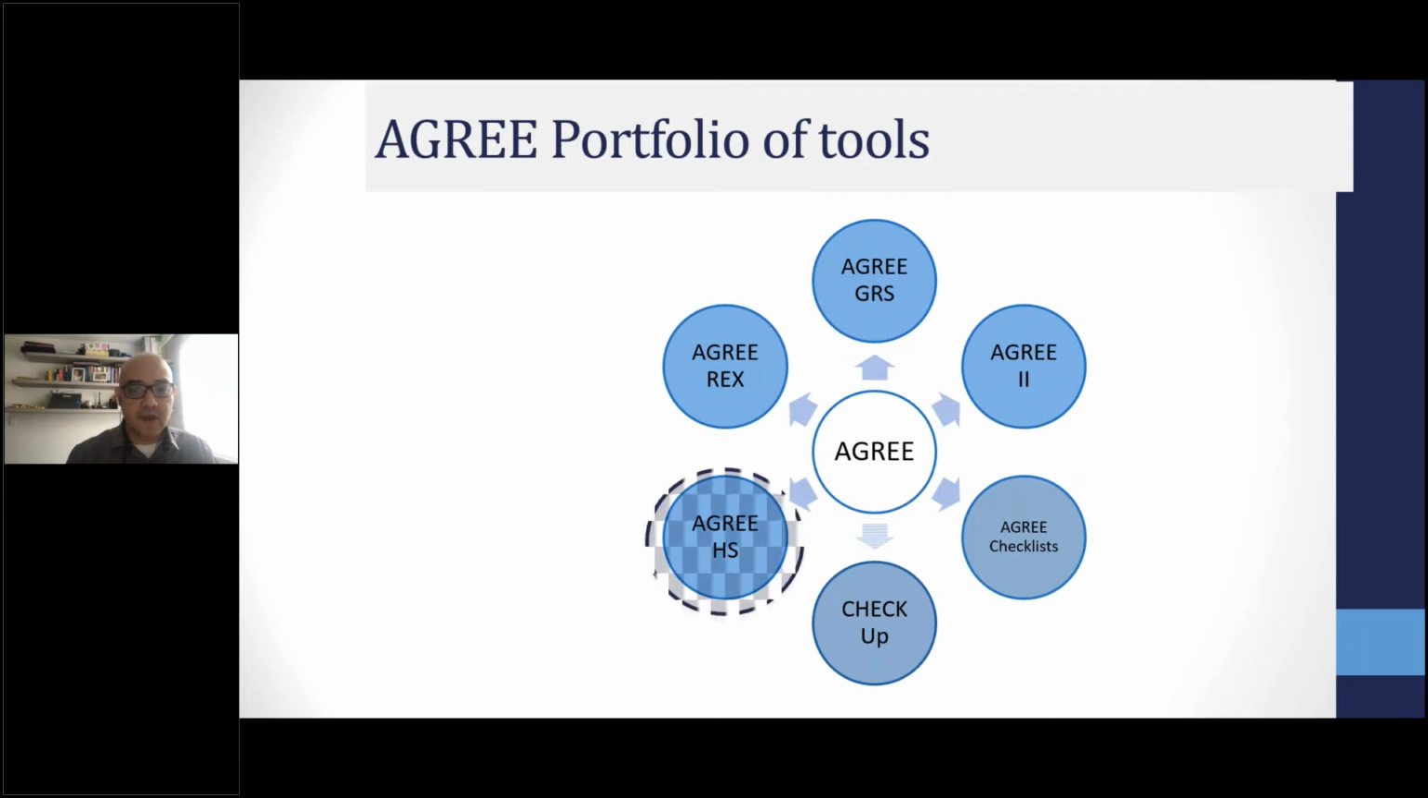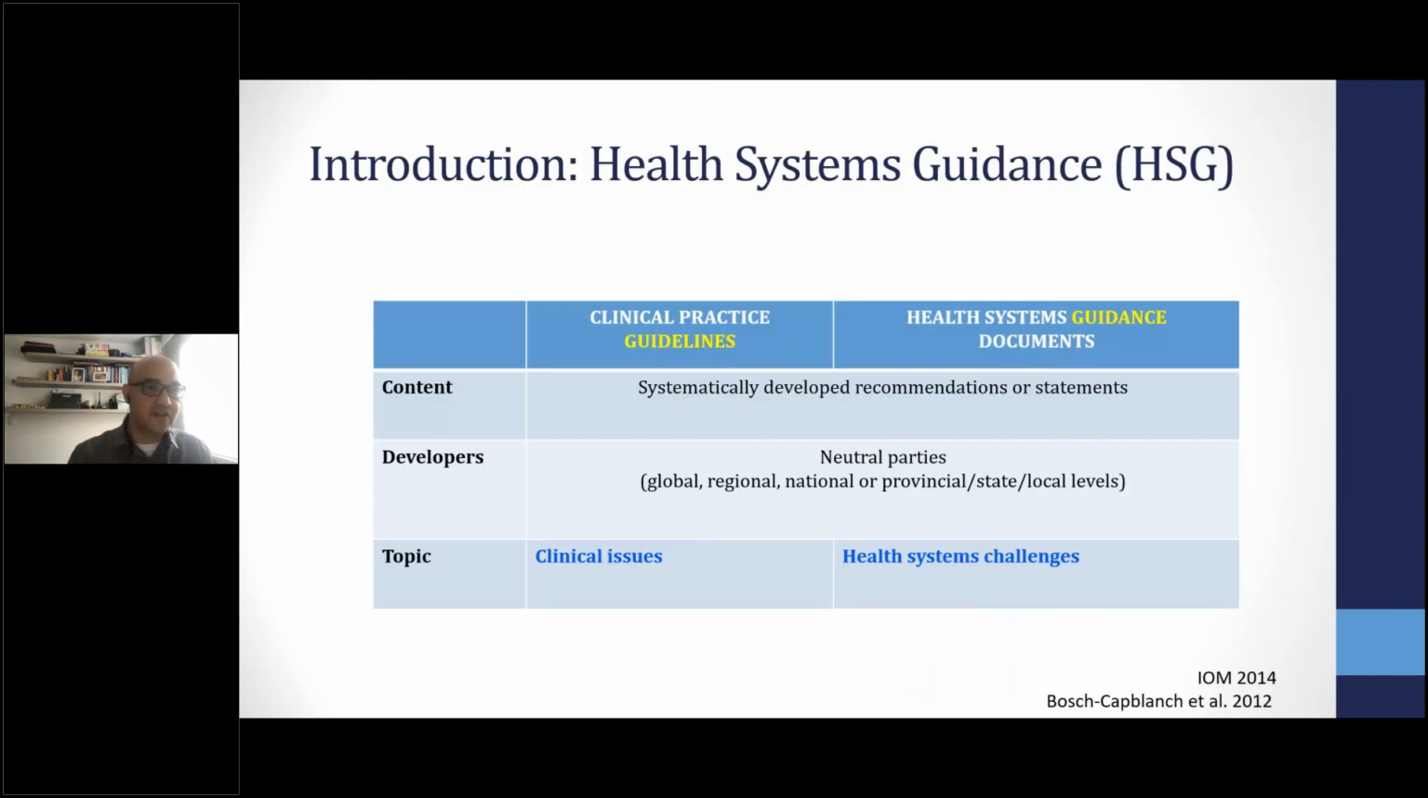Next. And finally, I'm going to describe 2 final tools, which are AGREE-HS and CheckUp. Next, please. AGREE-HS is a tool that was published 3 years ago, and instead of being focused on guidelines, it is focused on health systems guidance documents. And what is a health systems guidance document? It's the same as a guideline. It's systematically developed recommendations or statements. It's developed by a third party, by organizations, governments, or any other neutral parties.